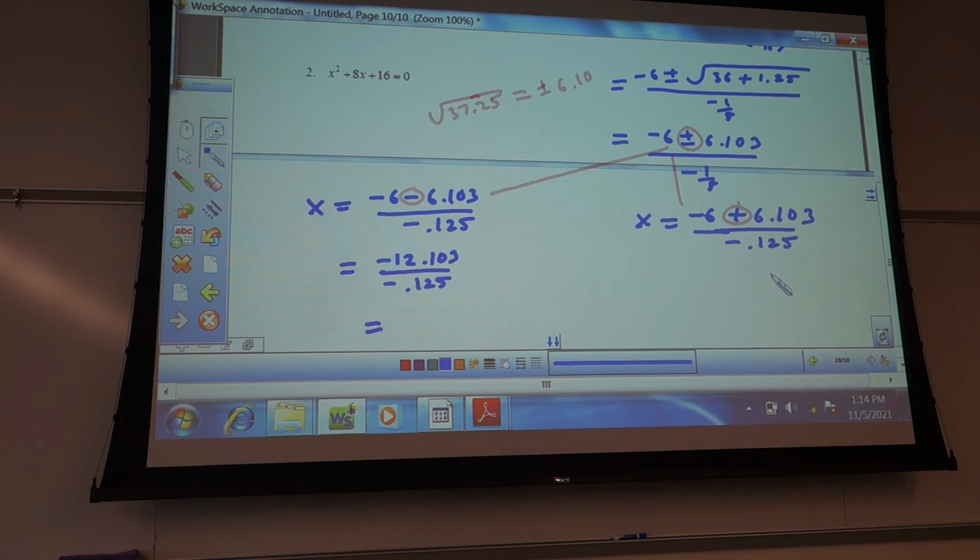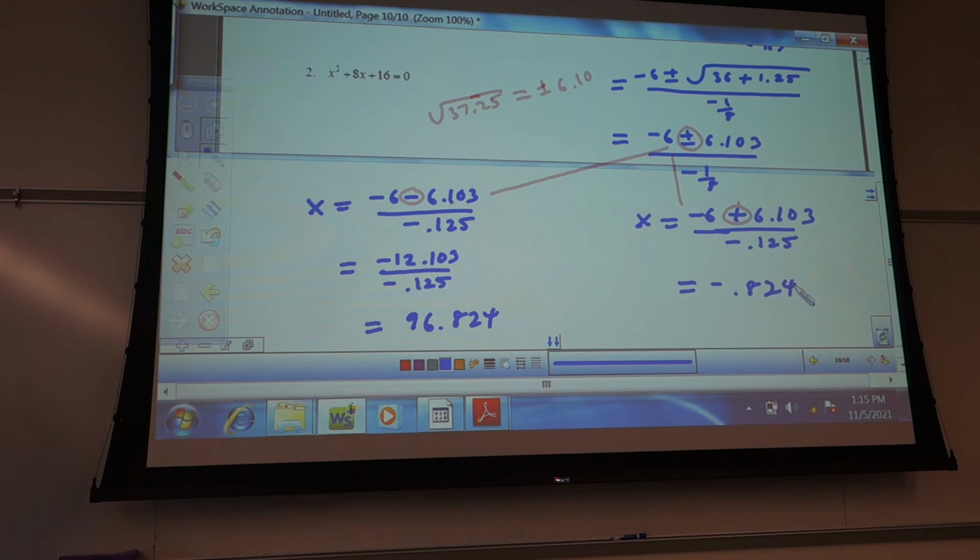And which one would it go with? Okay, so here's the thing. When I divide them, 12.103 divided by 0.125, I get 96.824. And on the other one, 0.103 divided by negative 0.125, I get negative 0.824. Here's my dilemma.